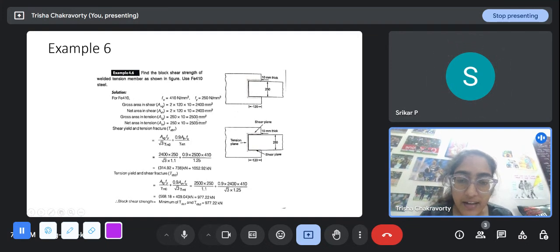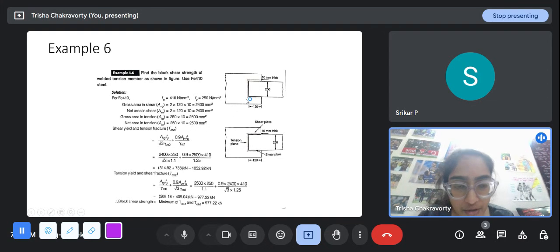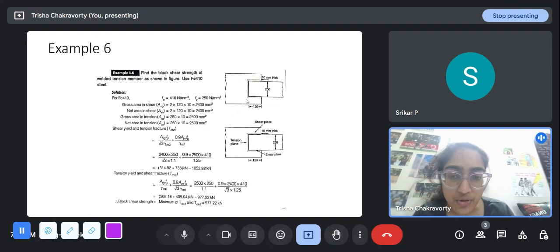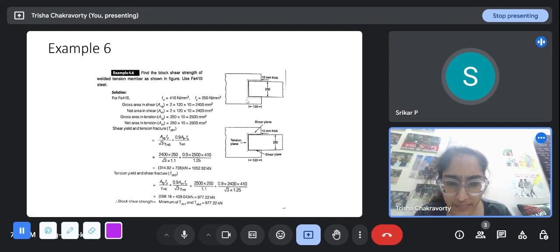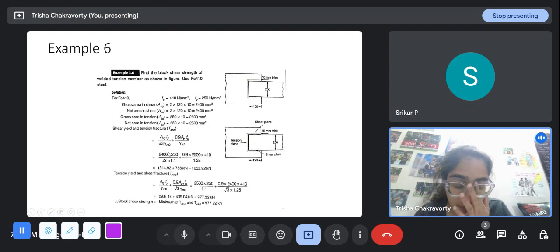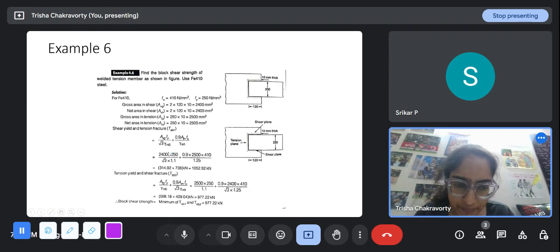This is actually understandable. 120 into 2 into 10 is the shear area, and 250 into 10 is the area in tension. And gross and net area will be the same because there is no bolt hole diameter reduction. Yes, this is what they have applied here, and the formulas are exactly the same as the way we have done for the bolted connection.